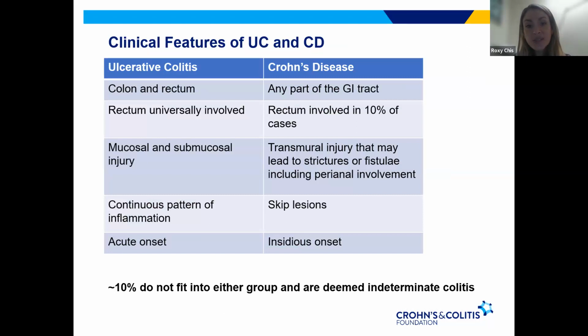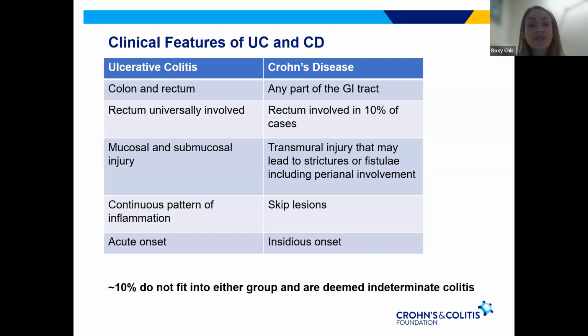So ulcerative colitis will involve only the large intestine, specifically the colon and the rectum. And the rectum is always involved, so the lower part of the colon is always involved. The inflammation that occurs in ulcerative colitis is more superficial than what we see in Crohn's disease. It involves just the mucosa and the submucosa, the superficial layers, the lining of the gut.